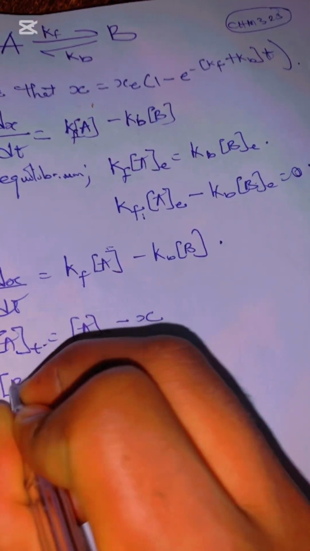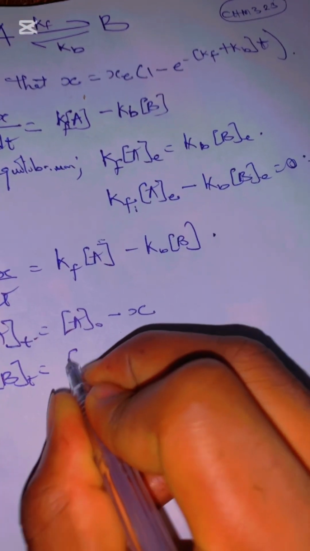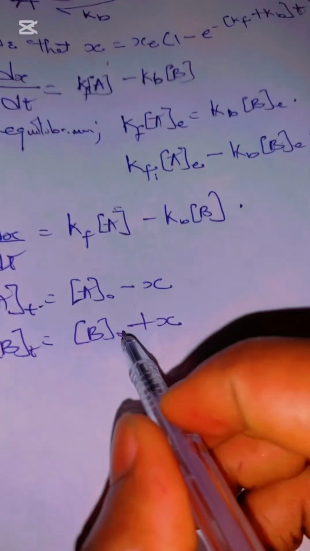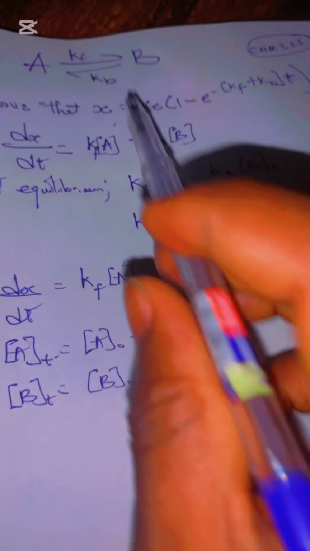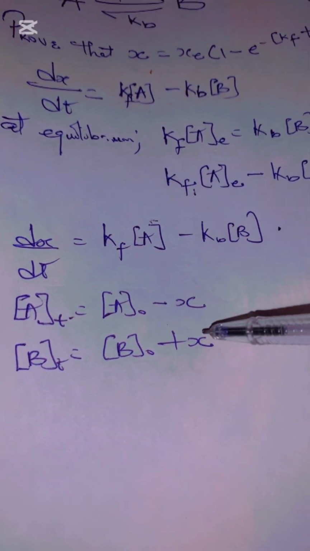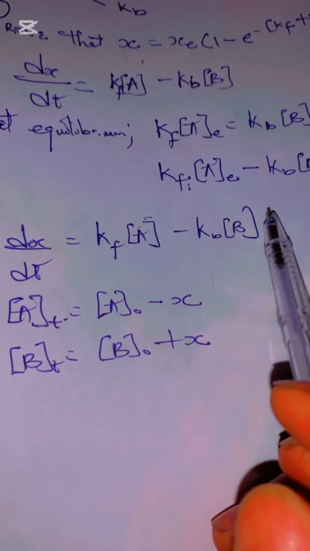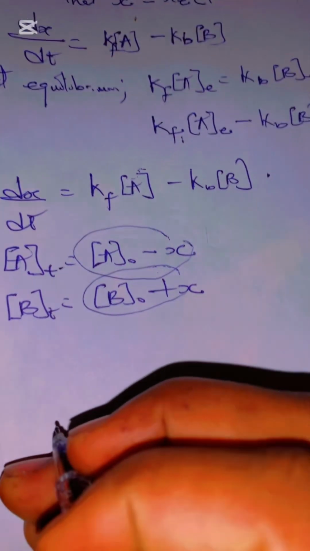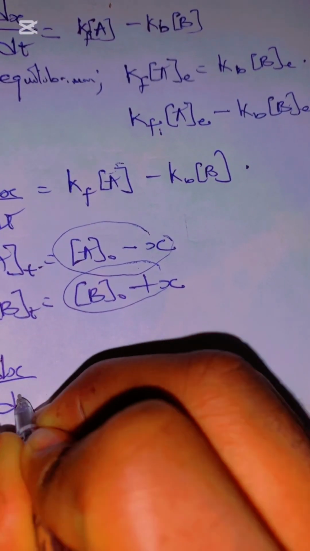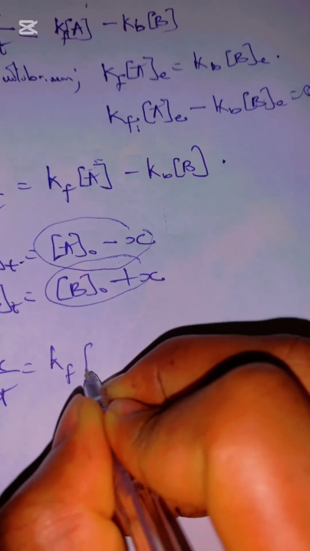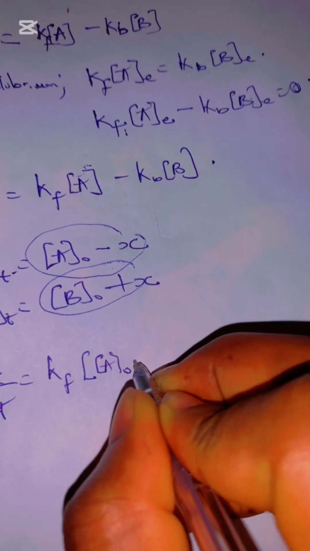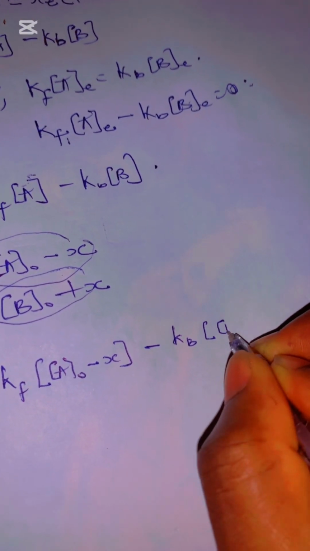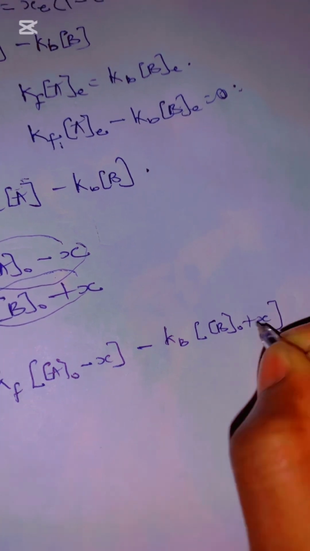The same thing applies for B, which is Bt. Bt is equal to B naught plus X, not minus X this time. Why is it plus X? Because I am producing. So instead of this A and this B, I can substitute them one by one. I can say my dx over dt is equal to Kf open bracket A naught minus X, minus Kb open bracket B naught plus X. So this is what we have here.